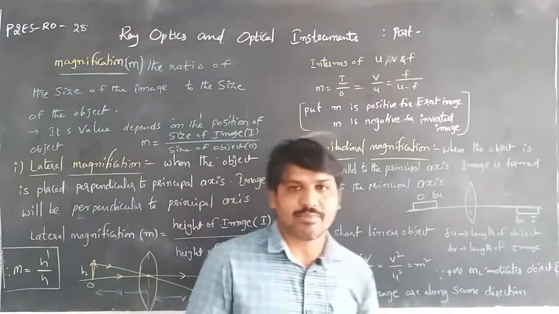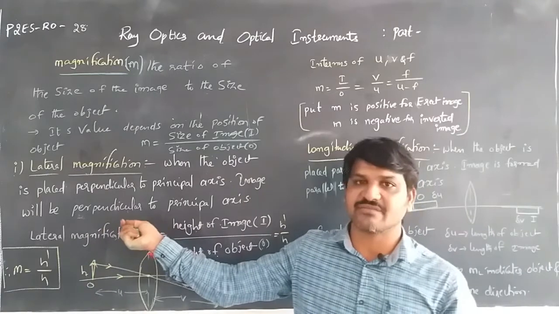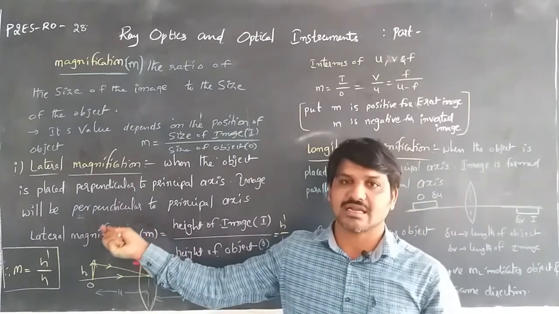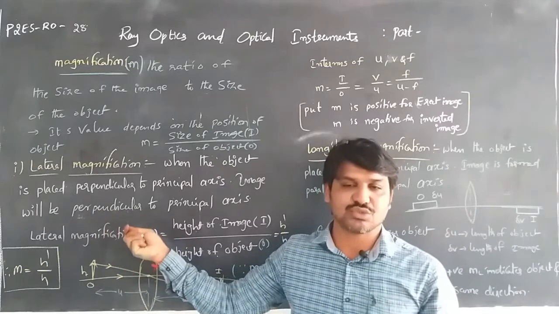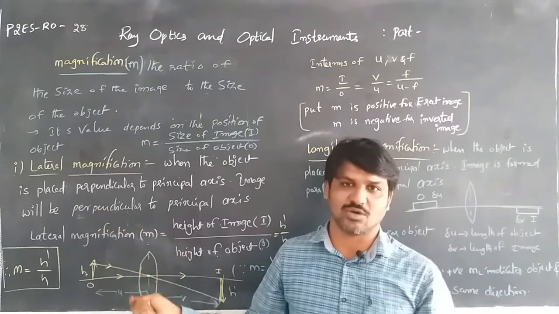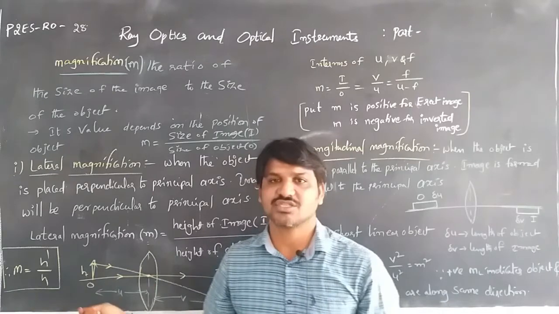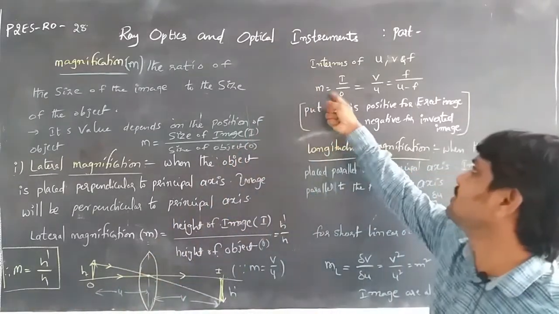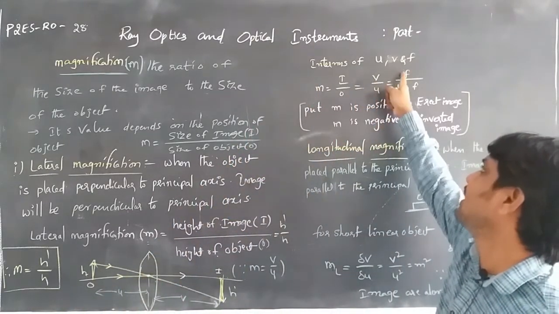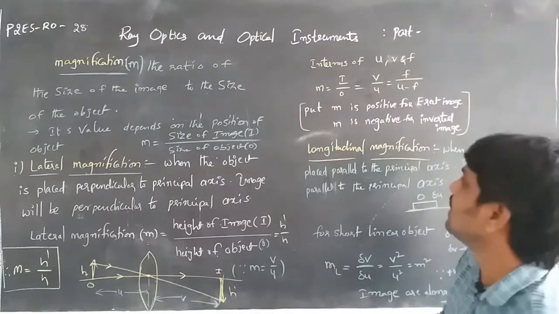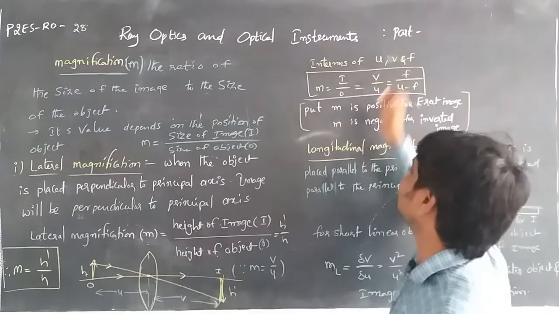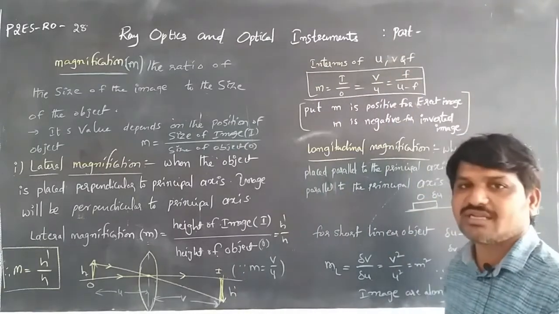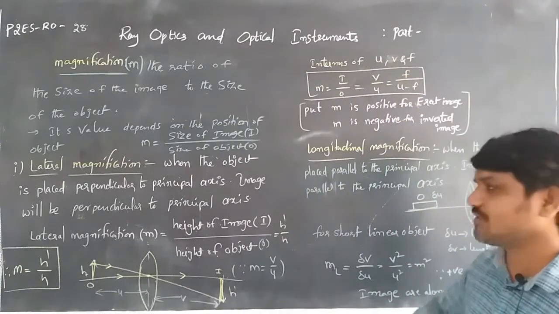So that is one type of magnification, lateral magnification. Lateral magnification means the ratio of the height of the image to the height of the object is called magnification. In terms of u, v, f, m is equal to v by u is equal to f by u minus f, the relation for magnification. Next, the longitudinal magnification, meaning linear magnification.